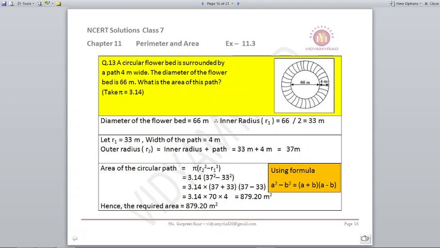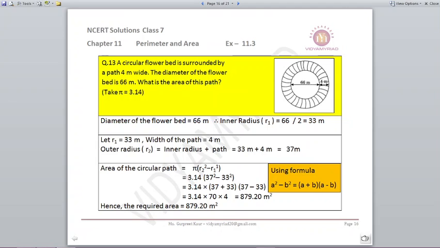Now what we have to find out? From the outer, we need to subtract the inner to get the path area. So there are two ways of doing it. Either you calculate separately the area of the bigger circle and the area of the smaller circle and subtract, or you can directly put it into the formula, because pi will be common. So pi is taken outside. Inside the bracket, that is radius square, bigger radius square minus smaller radius square.